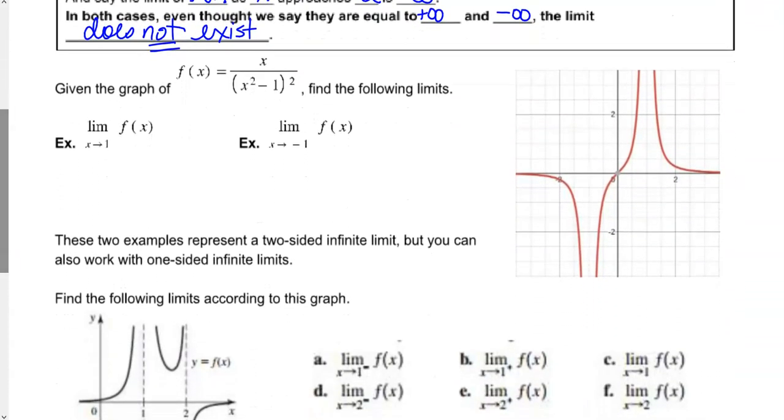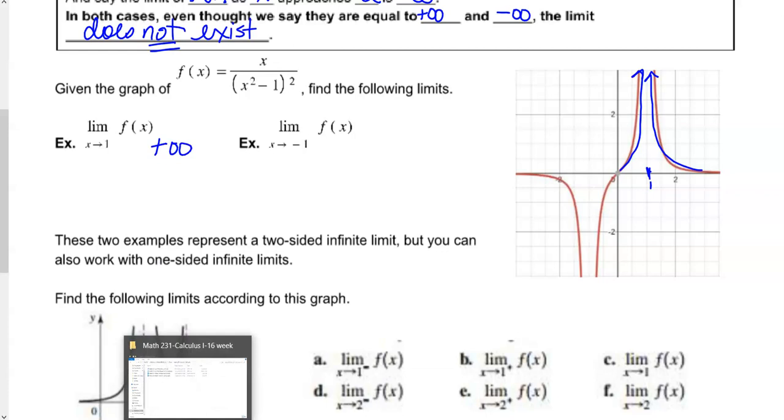All right, so let's look at this graph and answer these questions as we approach 1 and negative 1. So here's the graph of x over x squared minus 1 squared. We want to know what is the limit as x approaches 1. Here's x equaling 1. So what happens as we go to the left? It goes to infinity. What happens as we go to the right? It goes to infinity. Therefore, this is positive infinity.